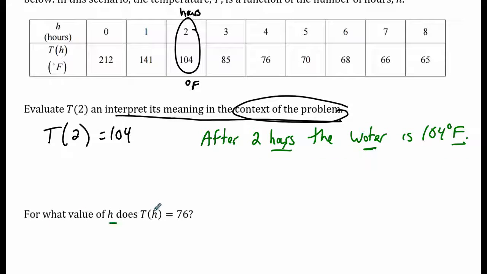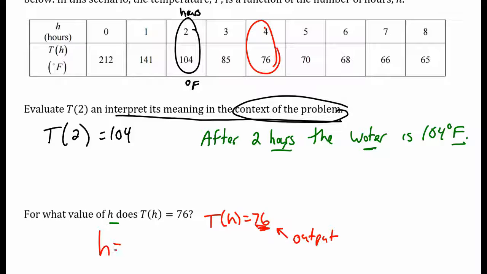For what value of h does T of h equal 76? T of h equals 76. Wait a minute, that 76 isn't an input, that's an output. So I know the output is 76. Here it is. What's the input? H equals 4. Notice here that sometimes we might need to find an input for a given output and work backwards. So you might need to look at your y values and find the corresponding x value.